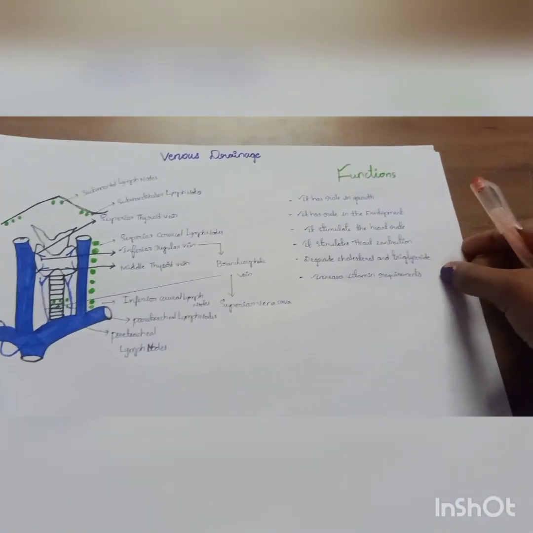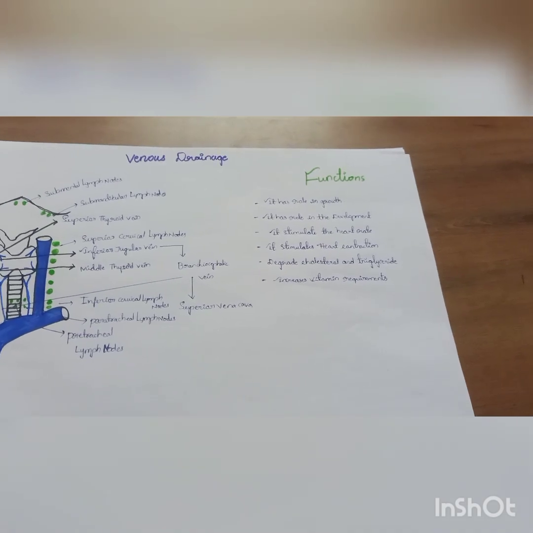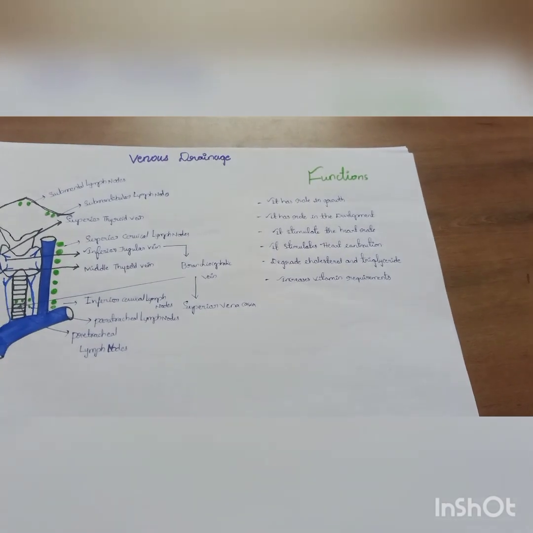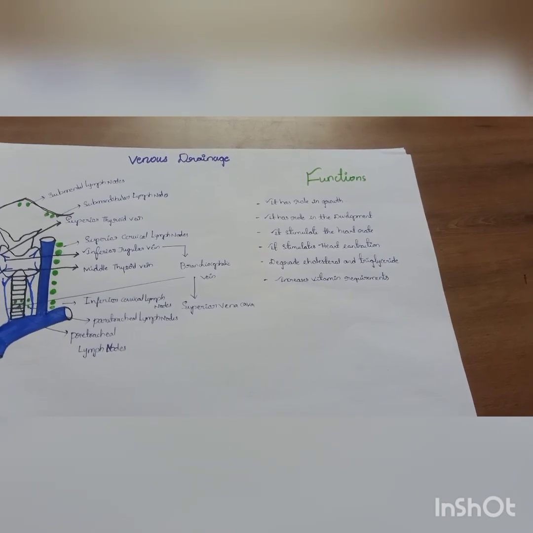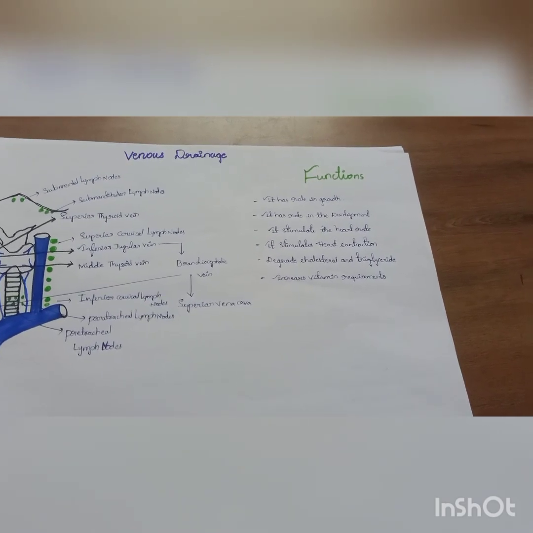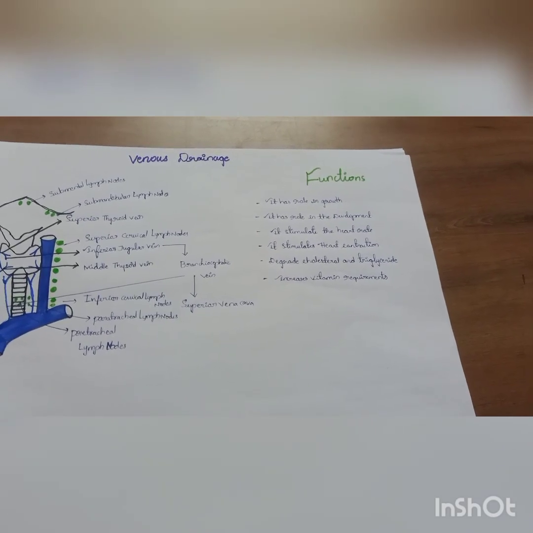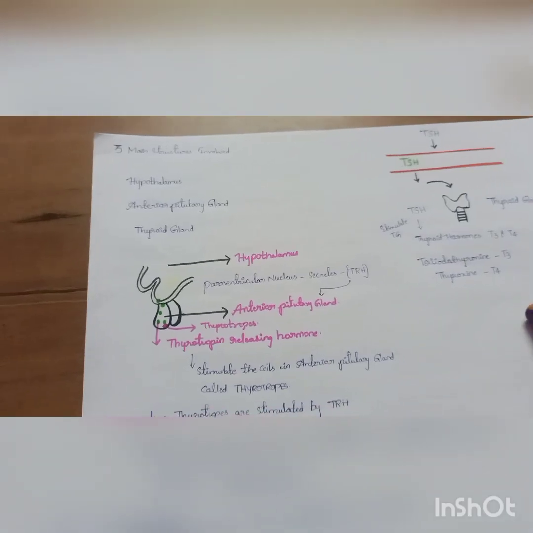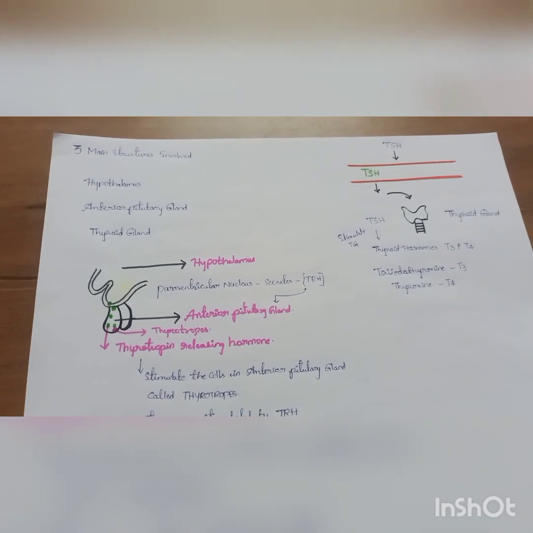Coming to the functions of the thyroid gland, it has a role in growth and development. It stimulates the heart rate and heart contraction, it degrades cholesterol and triglycerides, and it increases vitamin requirements. Now let's discuss the synthesis of the thyroid hormones, what structures are involved and how the hormones are formed.